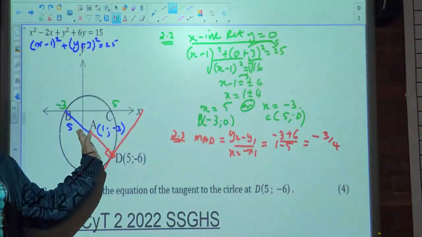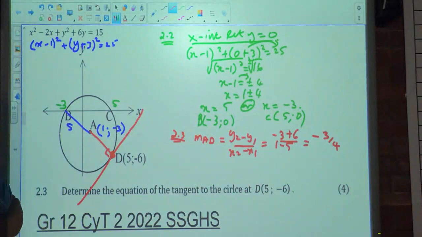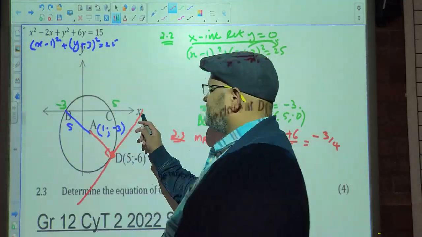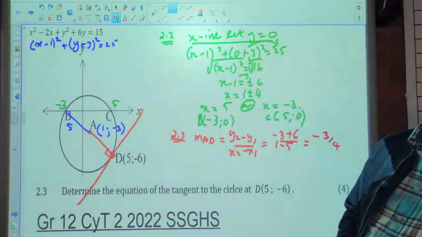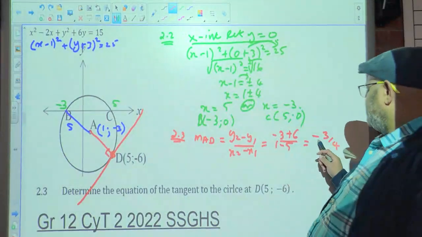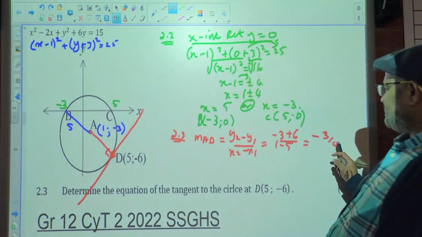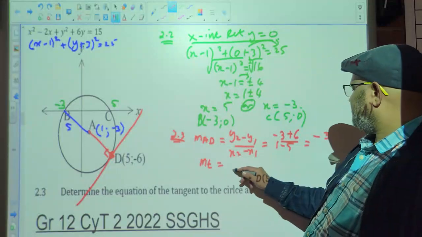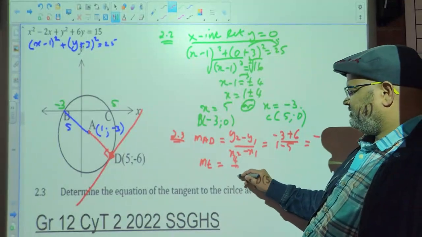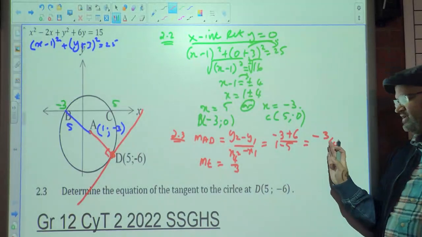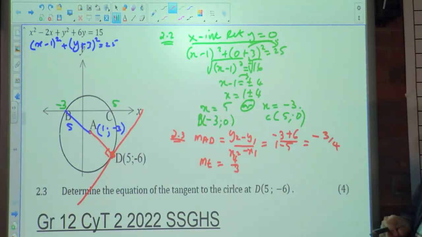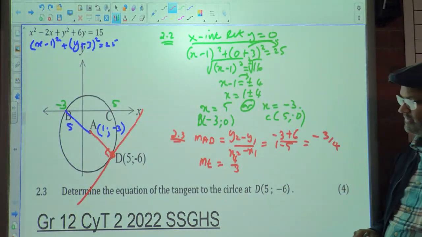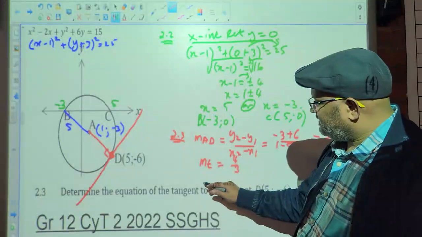The graph is lying to the left. The other tangent is only the radius. The gradient of the radius. So we know that the gradient of the radius times the gradient of the tangent will be negative 1. So it's negative 3 over 4 times the gradient of the tangent, negative 1. So the gradient of the tangent is going to be 4 over 3. We now say negative 1 divided by negative 3 over 4. Okay. So what's my equation now going to read?